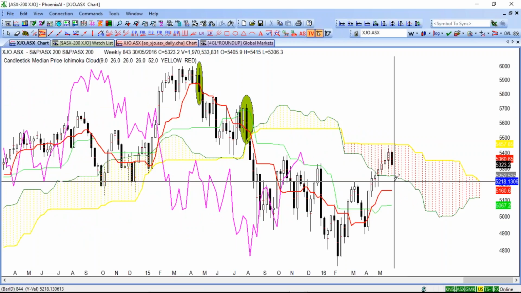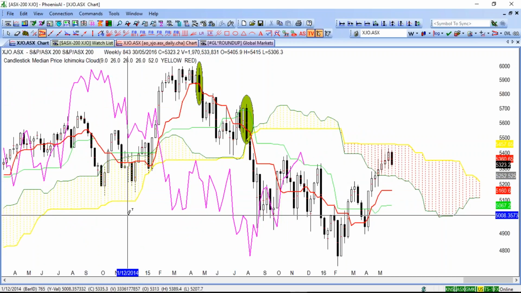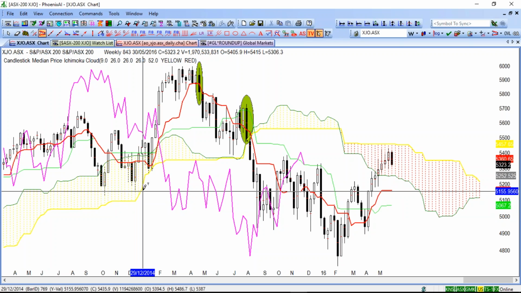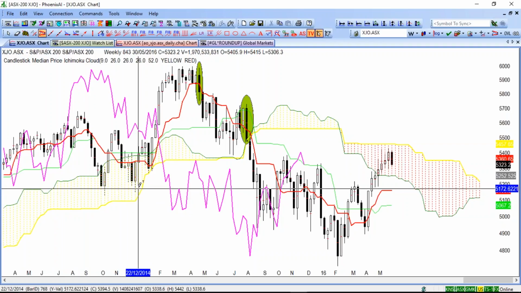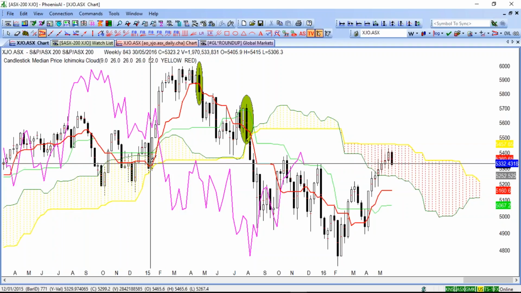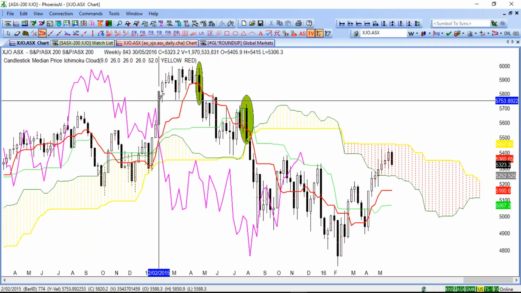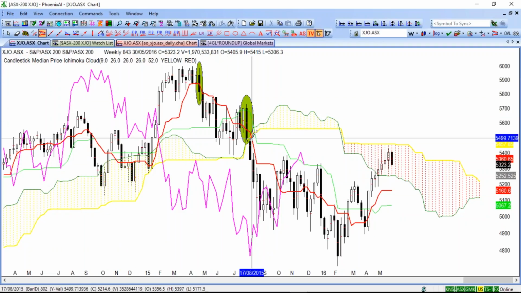It looks really untidy, I know, but once you work with it, it becomes quite easy to use. So we have a mixture of things going on here. We can see on the left-hand side, back in December 2014 and early 2015, the price came down through the cloud and started to find support on the 52 period Kijun B line, and eventually came off there and rallied up into the highs.